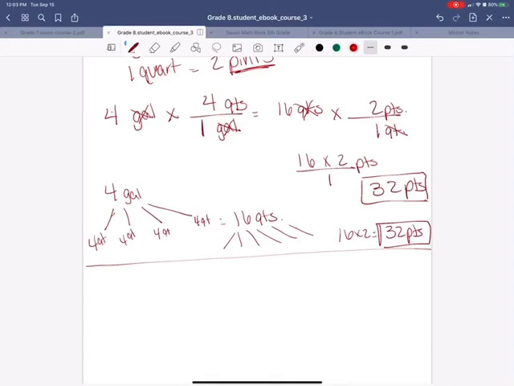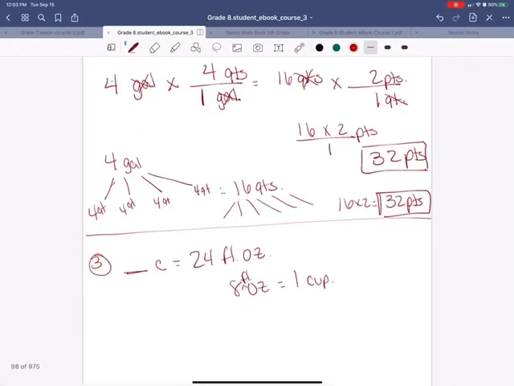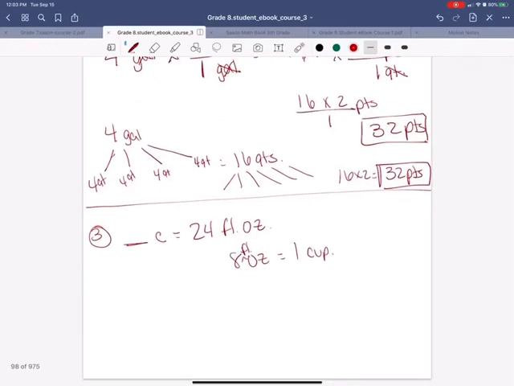All right, let's look at number 3. In number 3, we want to know how many cups would give us 24 fluid ounces. So again, we know that 8 fluid ounces equals 1 cup. So we have 24 fluid ounces, and I want to end up in cups.